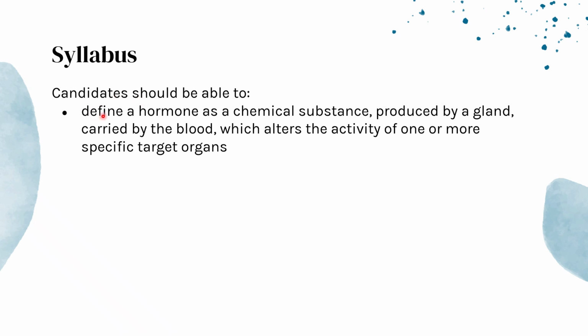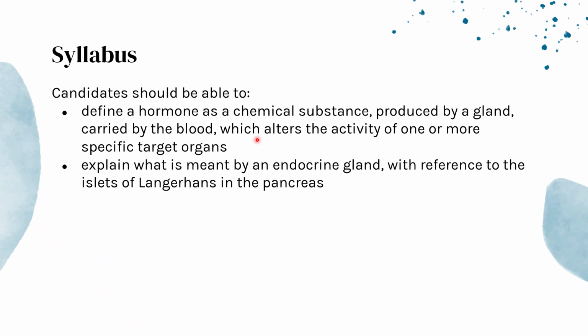You must define a hormone as a chemical substance produced by a gland. The hormone is carried by the blood, and the hormone will alter the activity of one or more specific target organs. Quite a mouthful, but later on when I show you the definition, it's actually quite a big definition. You must also explain what is meant by an endocrine gland.